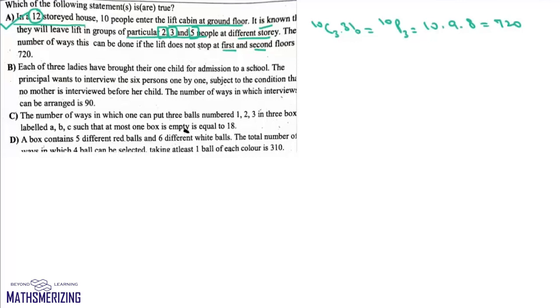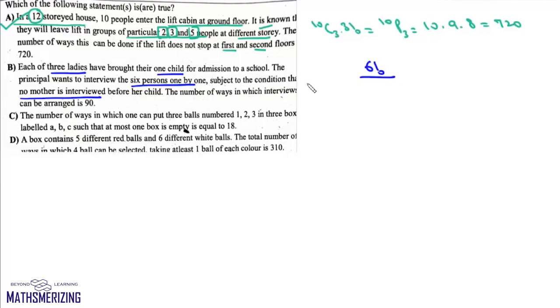Now we'll come to the second one. It says each of 3 ladies has brought their one child for admission to a school. The principal wants to interview the 6 persons one by one, subject to the condition that no mother is interviewed before her child. The number of ways in which this interview can be arranged is 90. Now the total number of ways of arranging these 6 people is simply factorial 6. Now it says the condition is no mother is interviewed before her child.